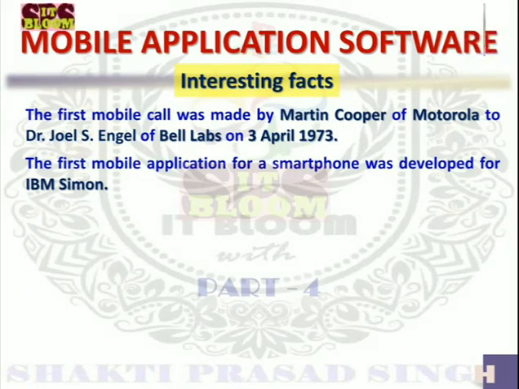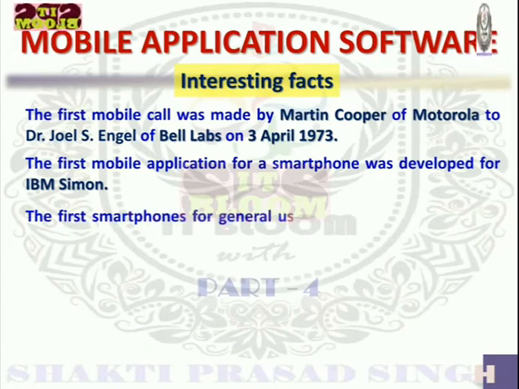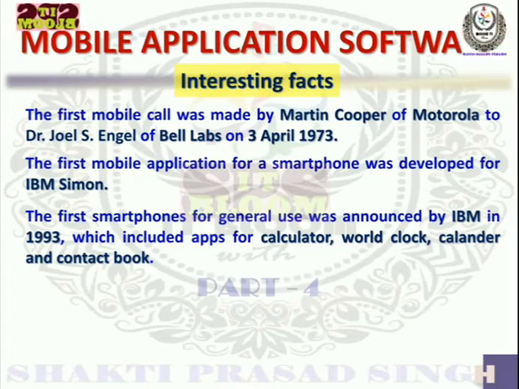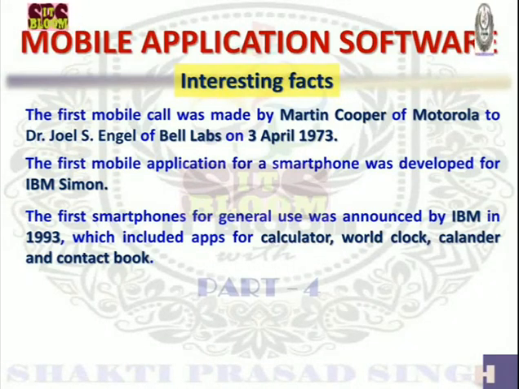Second interesting fact is that the first mobile application for a smartphone was developed for IBM Simon. That is the first application for the mobile. The next is the first smartphone for general use was announced by IBM in 1993, which included apps for calculator, world clock, calendar and contact book.